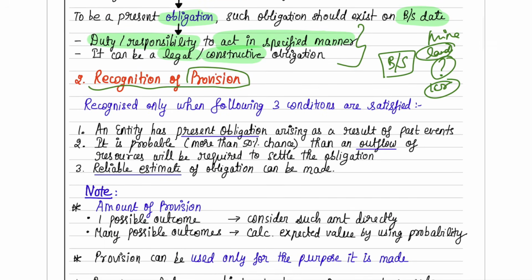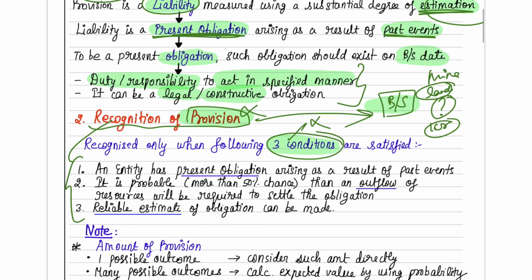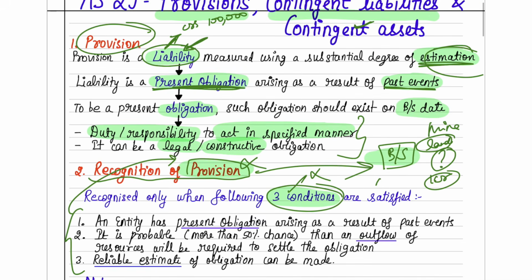Now recognition of provision, so here what happens is you have to fulfill three conditions for you to recognize this provision in the balance sheet. Even if any one of the conditions is not fulfilled, it will not be called a provision. Okay, so if you fulfill all three conditions, it will become a provision. Even if one condition you don't fulfill, it will become your contingent liability.